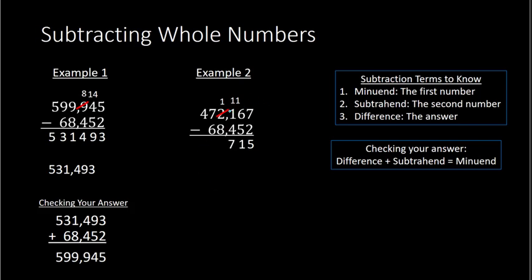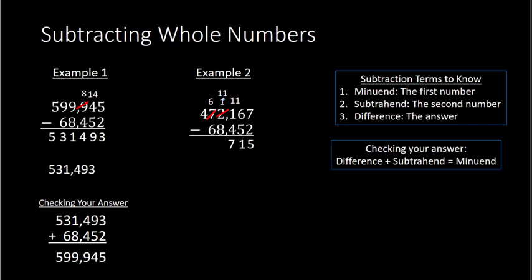And then the thousands place, we have 1 minus 8. And again, we cannot subtract 8 from 1 because 1 is smaller than 8. So I need to borrow from the 10 thousands place. So borrow from the 7. So we're going to borrow 1 from the 7. So the 7 becomes a 6, and the 1 becomes 11.